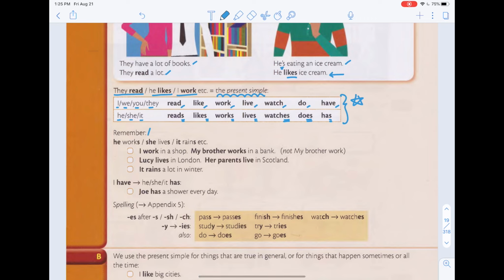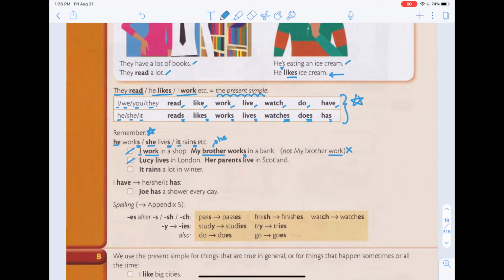So remember, important, he works, she lives, it rains. Alright, so let's read some examples so that you remember this really well. First example, I work in a shop. Because you're using the word I, you will use the word work. My brother, when you say my brother, you're talking about he. So if you're using he, you will say works. My brother works in a bank. Okay, not my brother work. Okay, this is wrong.